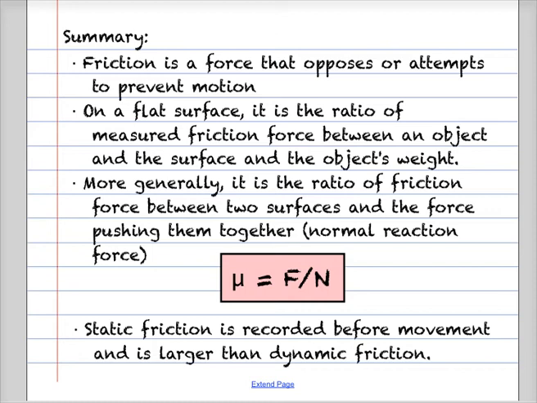So, in summary, friction is a force that opposes or attempts to prevent motion. On a flat surface, it's the ratio of measured friction force between an object and the surface and the object's weight. But more generally, it's the ratio of the friction force between the two surfaces and the force pushing them together, which we can call normal reaction force. And here's the equation. Mu, the coefficient of friction, is equal to friction force divided by the normal reaction force, or the weight. Static friction, which is recorded before movement actually happens, is larger than the dynamic friction, which is what we observe as the object is actually moving.